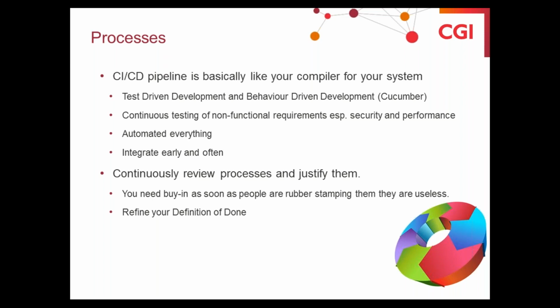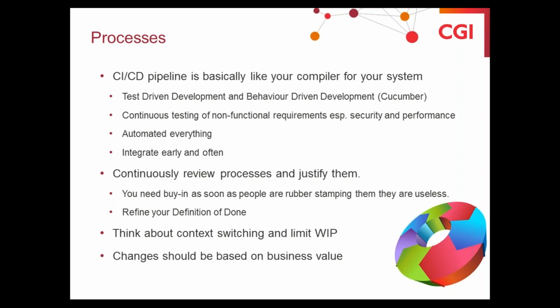Make sure you refine your definition of done and everyone understands it, so you can sign off your stories. And think about context switching and limiting your work in progress. You don't want stories put on hold. You want to complete your stories and your features and your epics so that you can get that business value. And if people are jumping around and moving between stuff, that context switching will slow them down. And all changes should be based on business value. If you can't justify a change in terms of either current or future business value, even the non-functionals in terms of robustness and performance, then you should be reevaluating why you're doing it.